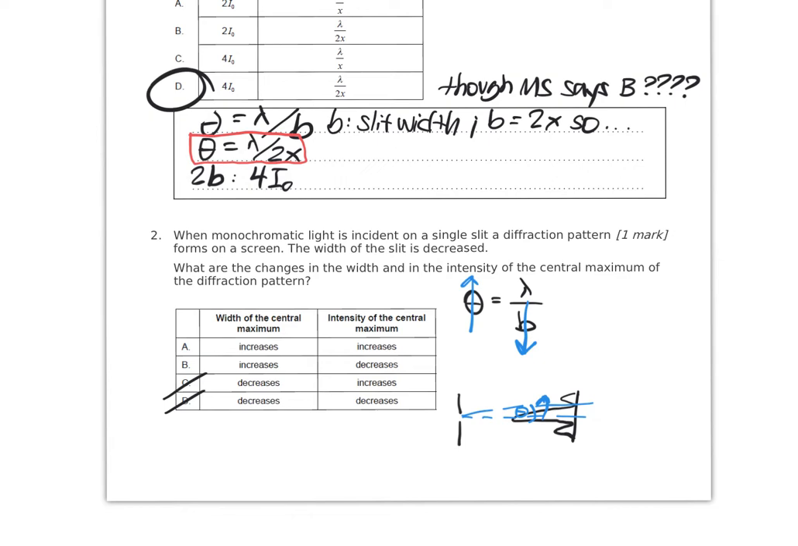So if there's more light energy coming through, the central maximum is going to increase as well. And I don't know that that's that much of a stretch. It's like, oh, it's not in the curriculum. I think, in terms of physics common sense, it makes sense that if you have a bigger opening, you're going to get more light through. More light coming through means that the intensity of what's on the screen is going to be more intense because there are more photons there. So I think that's fair. But at any rate, the width of the central maximum increases and the intensity of the central maximum also increases.